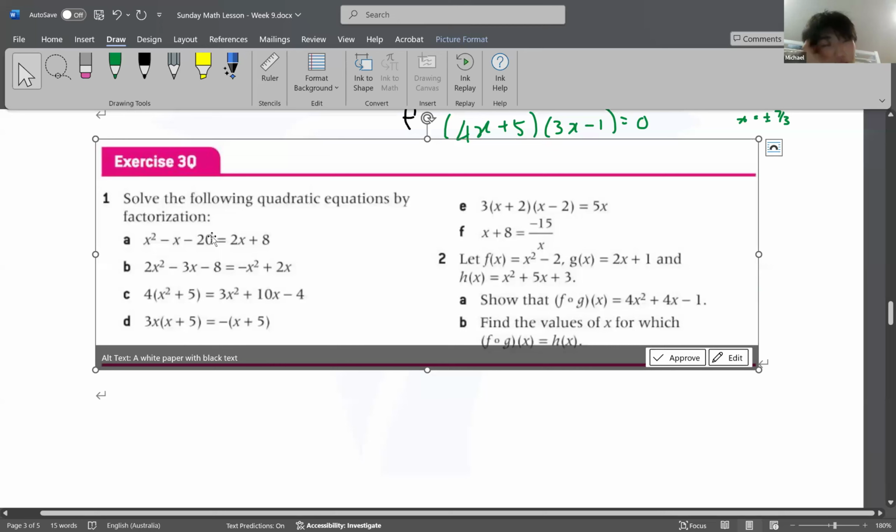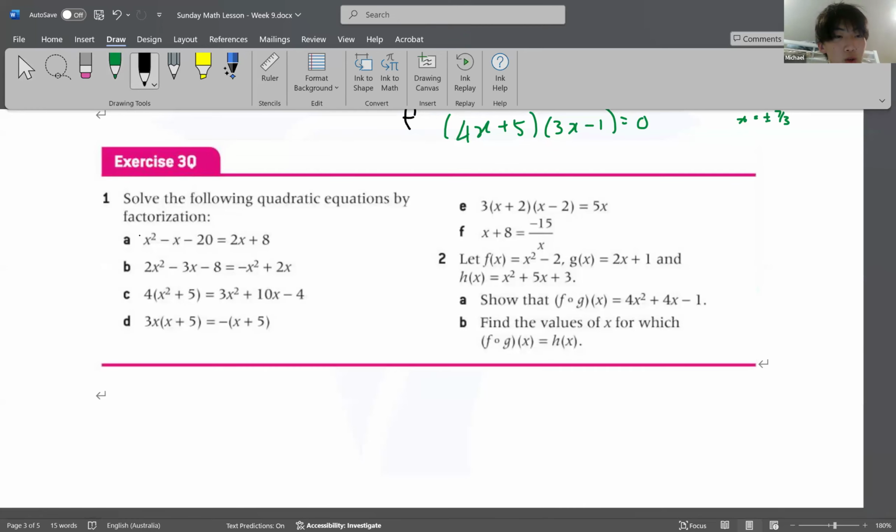Oh, before we go to the break, when you come back, do these questions, okay? In case I'm back late, or if you want to start early, do these questions. It's pretty much the same, except you've got to rearrange these. You move it to the left, okay?